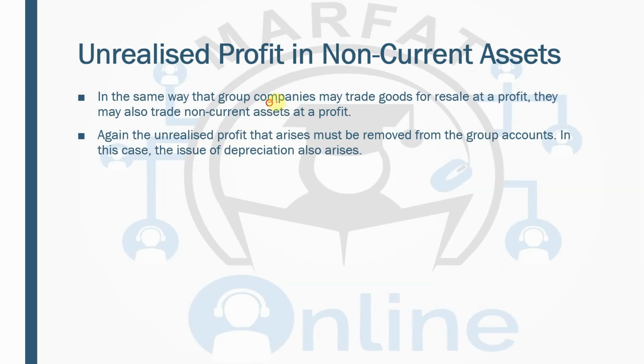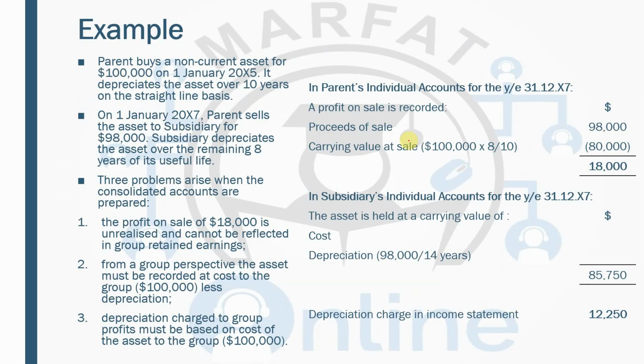In the same way that group companies may trade goods for resale at a profit, they may also trade non-current asset at a profit. Again, the unrealized profit must be removed and the concept remains the same, the single entity. There's an illustration to understand how the unrealized profit on the non-current asset makes the difference. Parent buys a non-current asset for 100,000 on 1st January 20x5 and it depreciates the asset over 10 years on a straight line basis. So that means 100,000 divided by 10 is 10,000 per year depreciation.